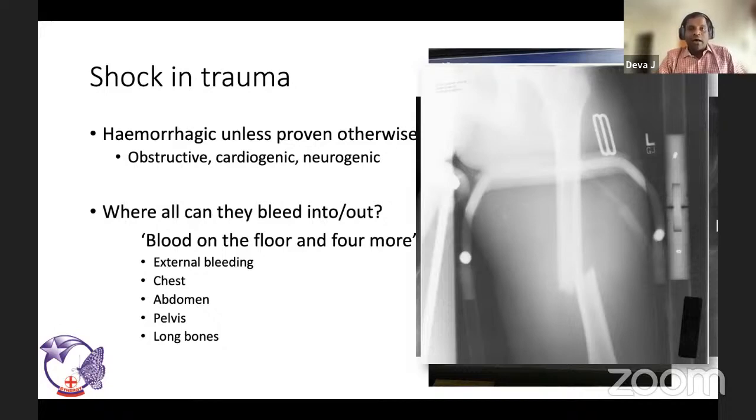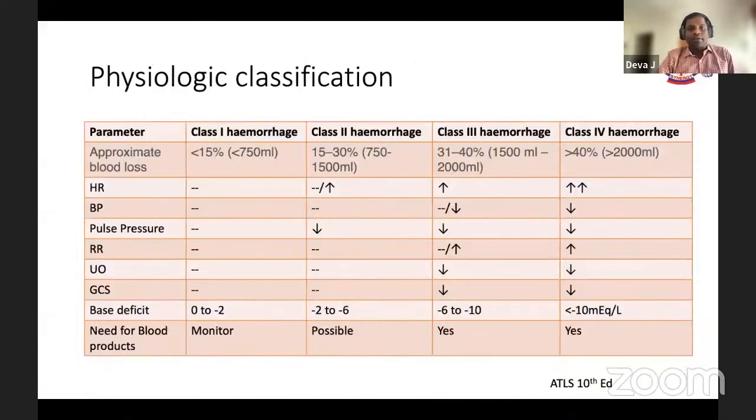It's hemorrhagic unless proven otherwise. Right. This is an academic, theoretical, and physiological classification of hemorrhagic shock. Hemorrhagic shock is divided into class 1, class 2, class 3, and class 4, depending upon the amount of blood lost. If it is less than 750 ml, then it's class 1, 750 to 1500 ml is class 2, 1500 to 2 liters is class 3, more than 2 liters is class 4.